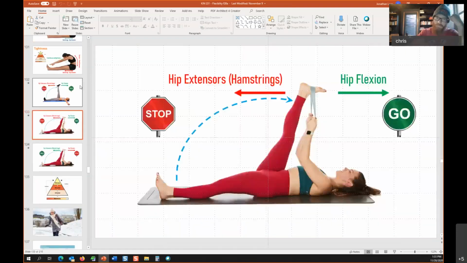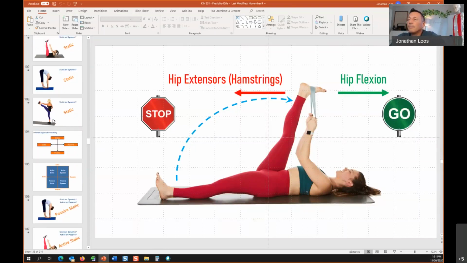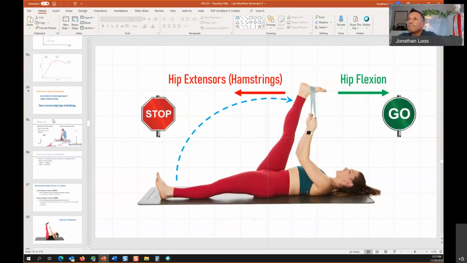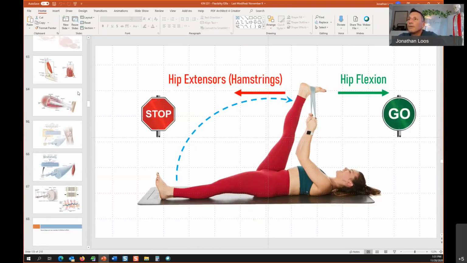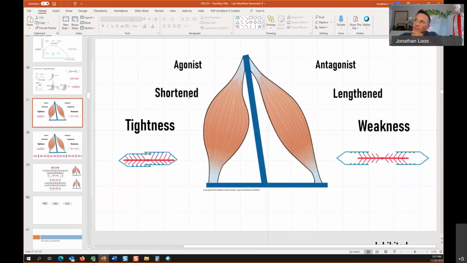Okay, so whatever's happening on one side of the axis, there's a consequence on the other side. It's the opposite, right? You have an agonist-antagonist relationship. So if I'm shortening on one side, I am lengthening on the other side. There's no way for you to influence one side of the axis without having an effect on the other side. So if this is the agonist, this is getting the go signal, this is getting the stop signal.